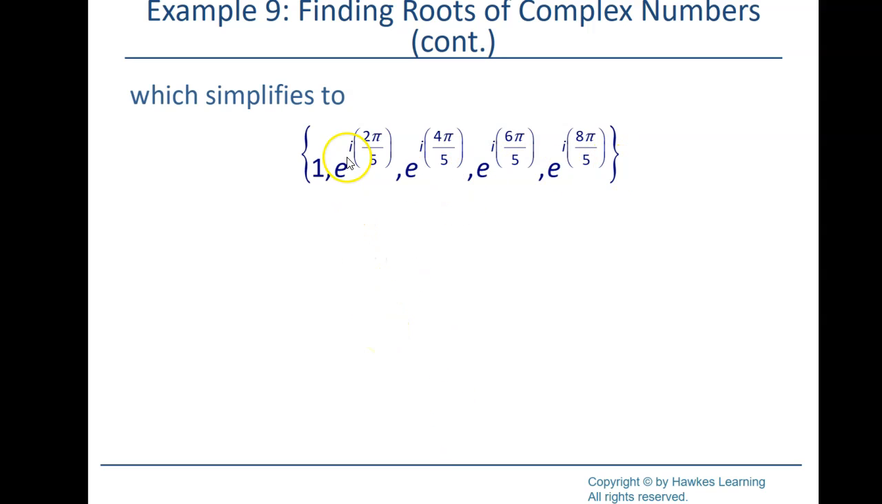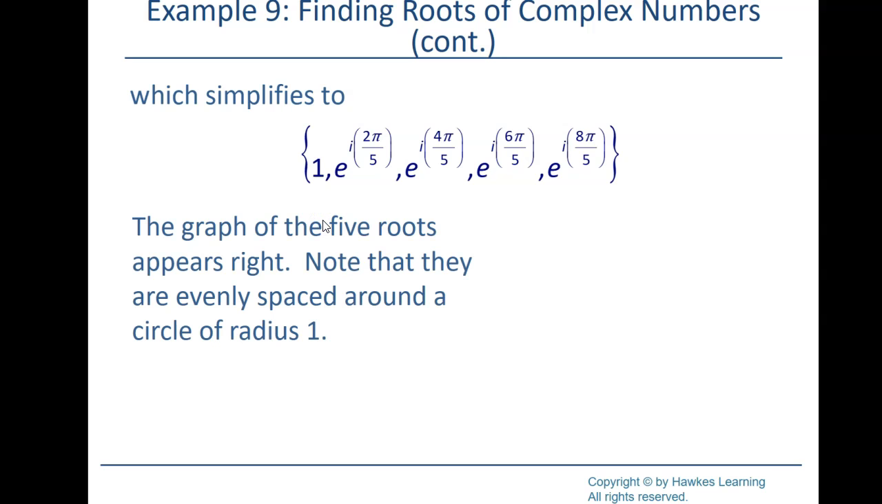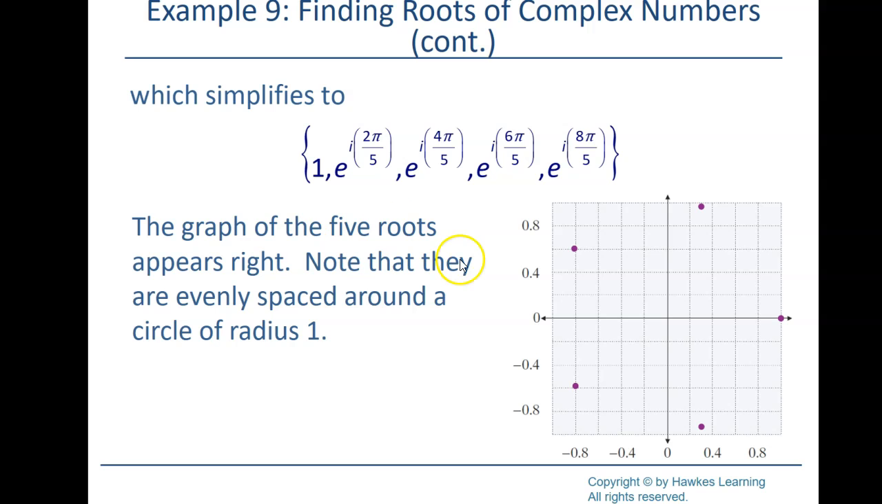All right, e to the i 2 pi over 5, unfortunately that's not a special angle, but we could still write it in that form, an exact value. But we could also approximate it. And if you look at what happens, this is a really cool little thing mathematically: if we plot these, the fifth roots of 1, we get a pentagon. If we connected these with a straight line, we would get a regular pentagon.